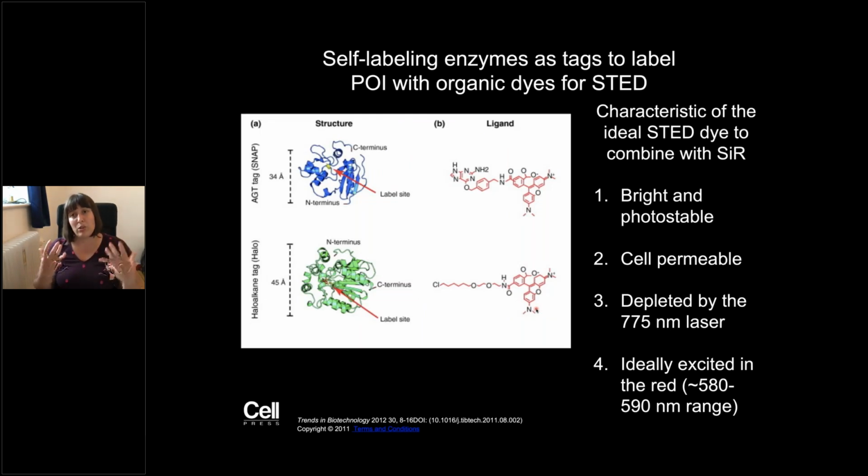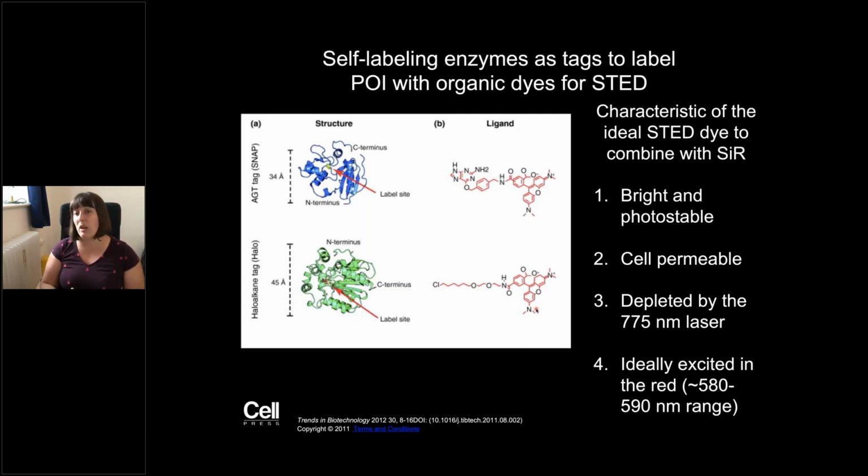Obviously, if you're a cell biologist, you want to look at things in context. So following one single color was really not sufficient for us. So we wanted to bring this to become multicolor, to have multiple colors to be able to follow different targets at the same time. And we put some thinking into that, and we thought, what are the characteristics of the ideal STED dye that we can combine with SiR for two-color experiments?